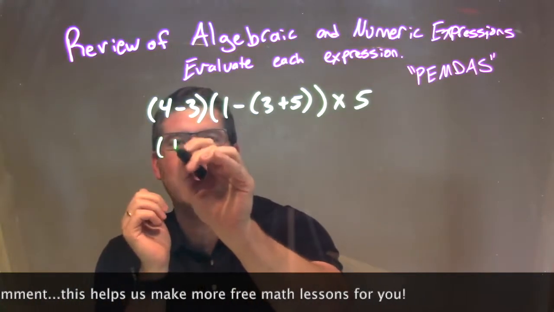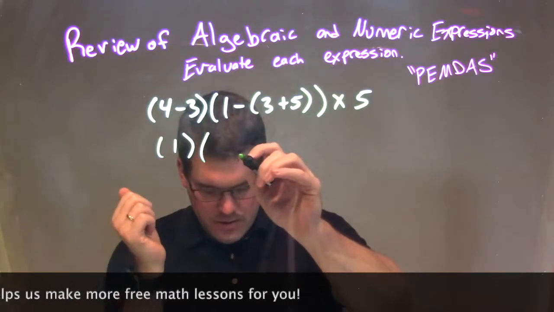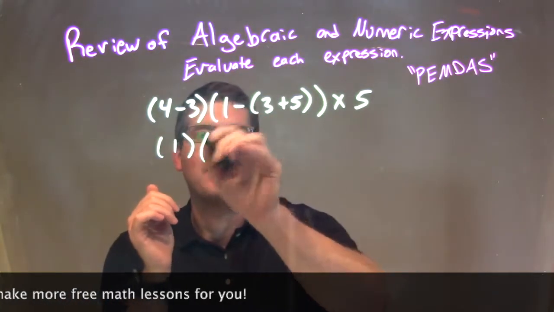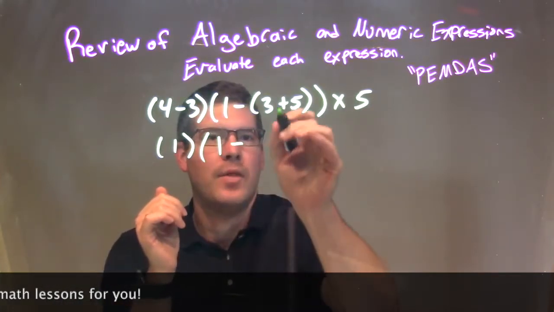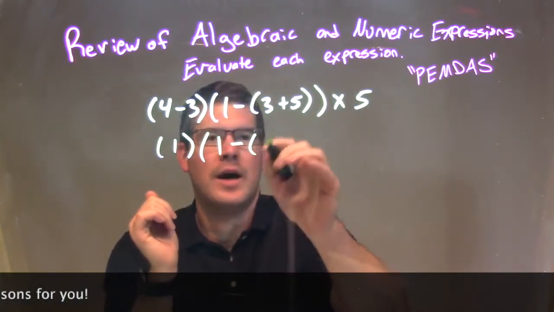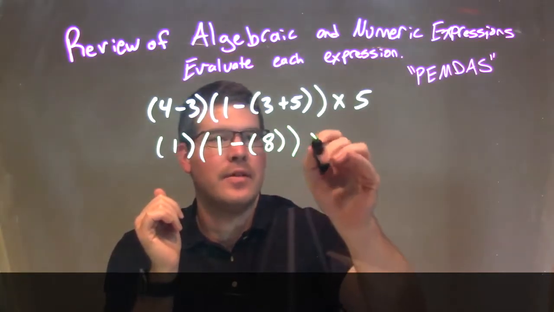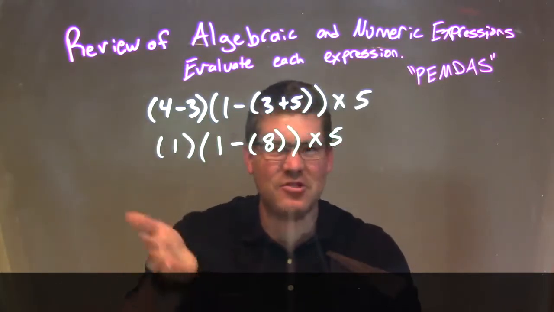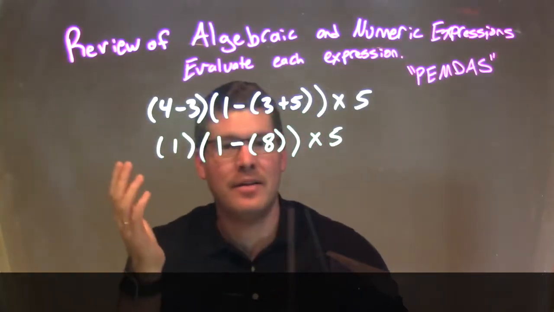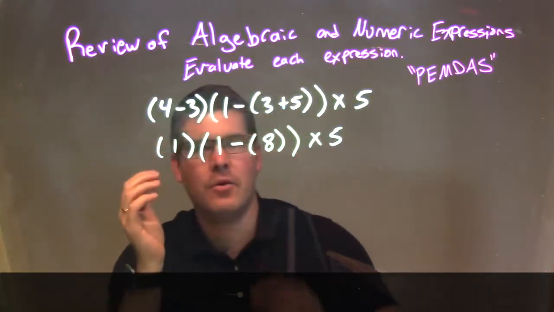4 minus 3, that's just a 1. So that 1 comes down, minus. We have to deal with this parenthesis first. 3 plus 5 is 8. And then we're going to have a parenthesis and times 5 right here. Well, luckily, multiplying by 1 doesn't do anything. So I'm going to eliminate that in my next step. Anything times 1, it's gone. Don't really worry about it.